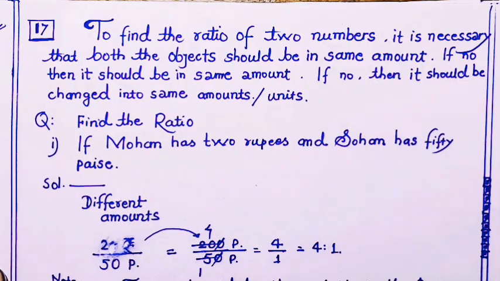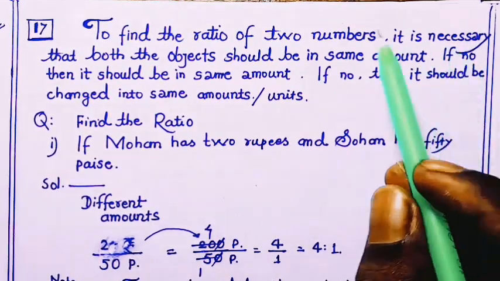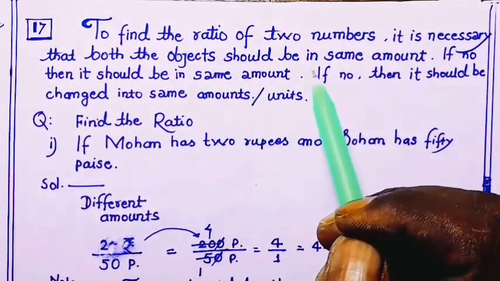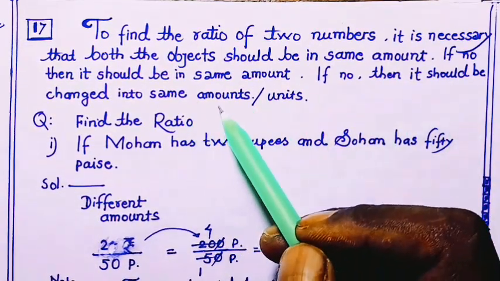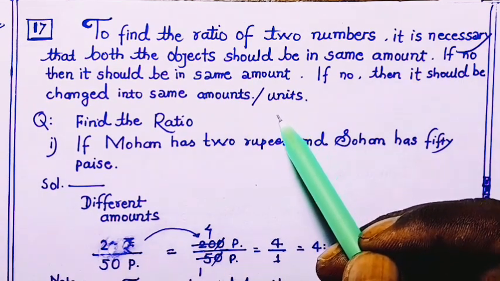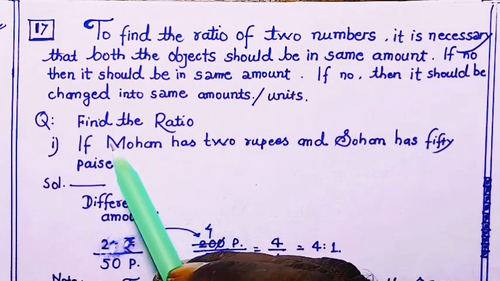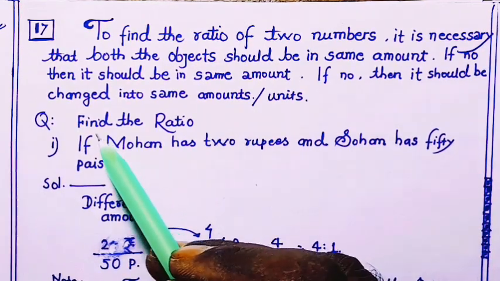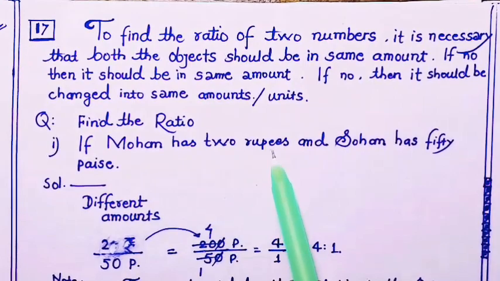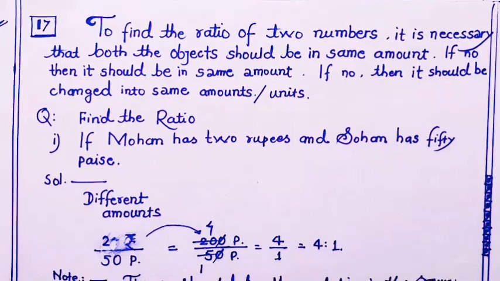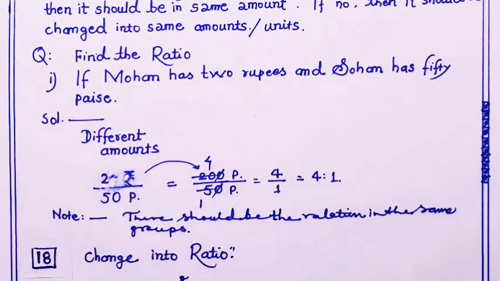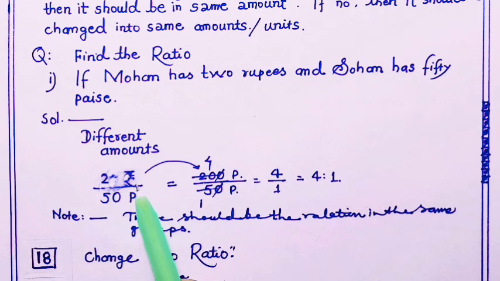At number 17, to find the ratio of two numbers, it is necessary that both the objects should be in same amount. If no, then it should be changed into same amounts, same units. For example, the question is asked here, find the ratio if Mohan has 2 rupees and Sohan has 50 paise. The solution is 2 rupees and 50 paise.